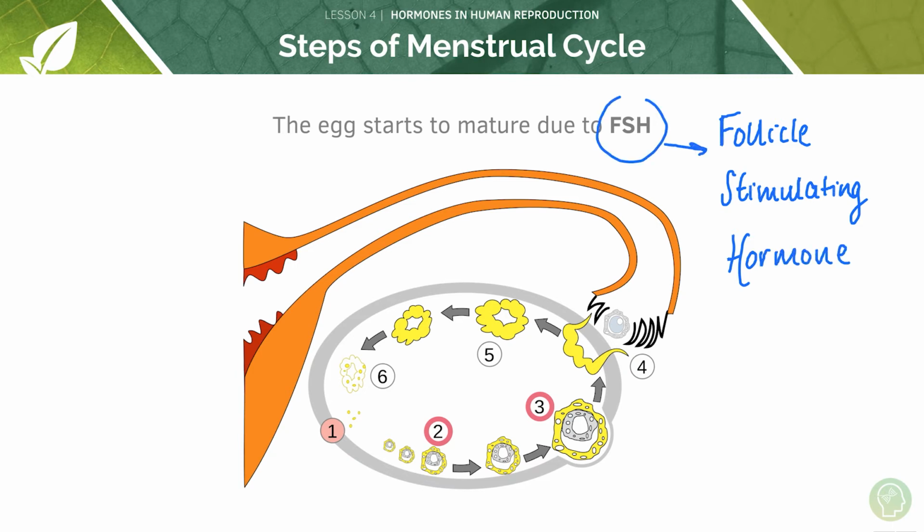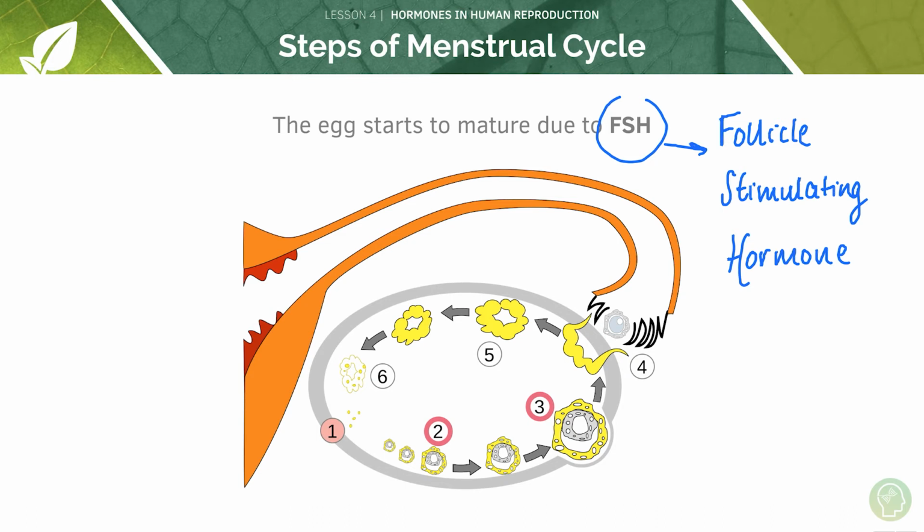Or FSH for short. Okay? So this hormone starts to increase in concentration, which then triggers our egg to start to mature within our ovaries. Remember, this is the ovary here, and this is the fallopian tube, and that's the uterus here.